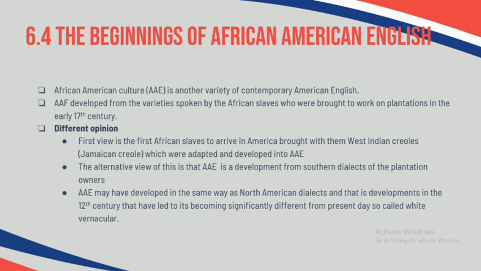Creoles have been explained in a previous chapter; Creoles developed from pidgins. The first view is that the first African slaves to arrive in America brought with them West Indian Creoles or Jamaican Creole, which were adapted and developed into AAE. The alternative view is that AAE is a development from southern dialects of the plantation owners.